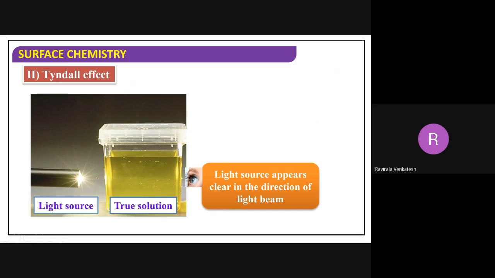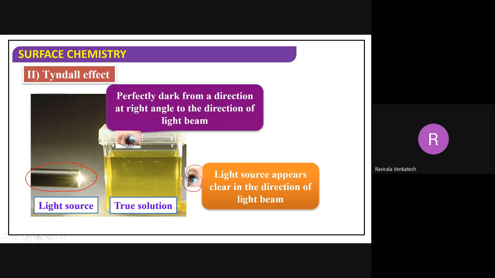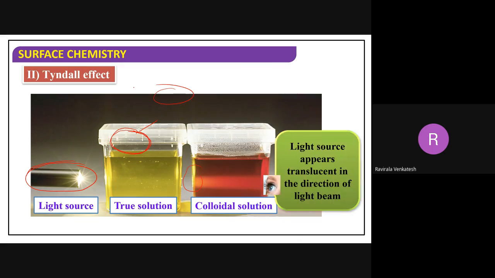The light source appears clear in the direction of the light beam. If you observe from here, the light source appears clearly in the direction of the beam, but it is perfectly dark from a direction at right angle to the direction of the light beam. This is the light beam and this is the right angle; if you see from here, it is dark.